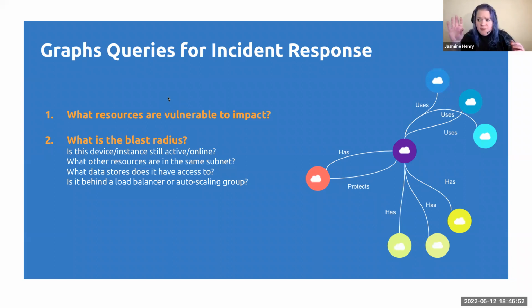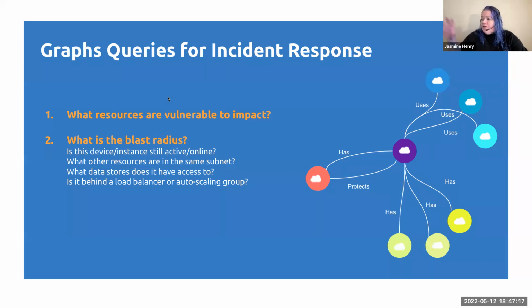And with a graph, this really could be a single query if you're pretty clever at adding conditions. Is the device active? Because if it's got a vulnerability and it's not even online, that's less of a concern. What else is in the same subnet? If it's critical things, bigger worry. What data stores does it have access to? Hopefully not health records. And is there a load balancer or auto scaling group?